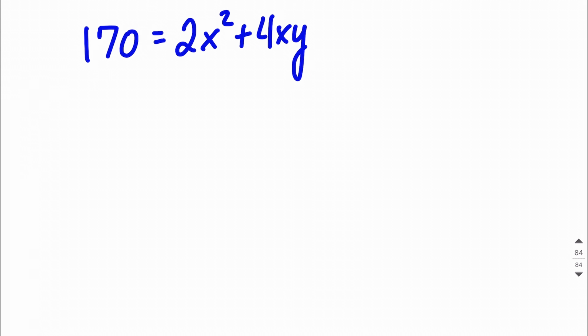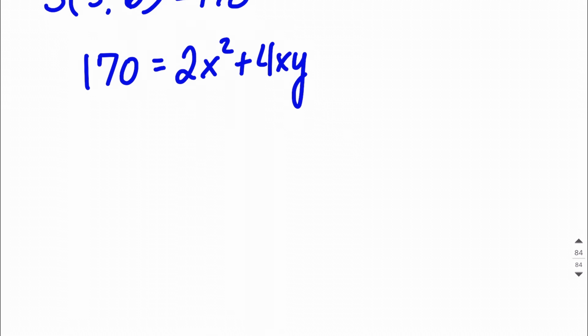So implicit differentiation, let's get a plan together. On the left-hand side, we just have a constant. So the derivative of a constant is always going to be 0.